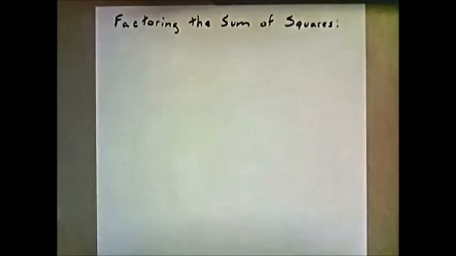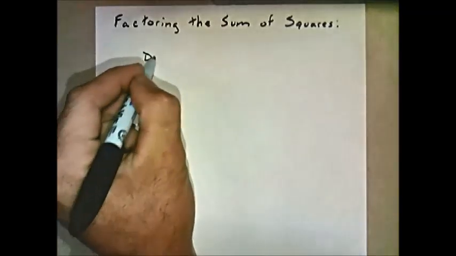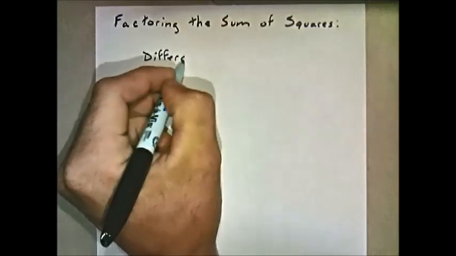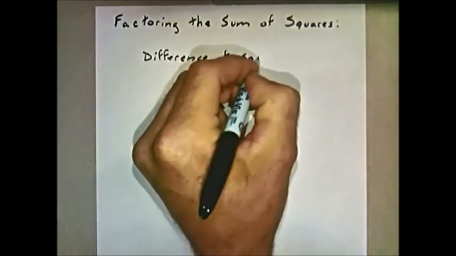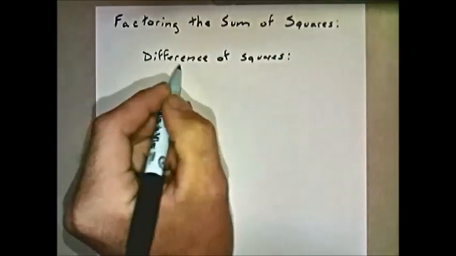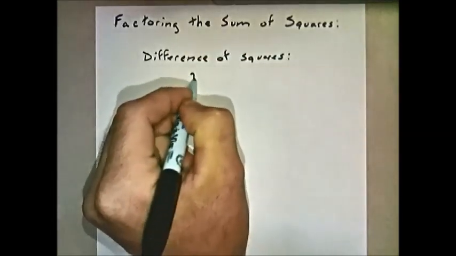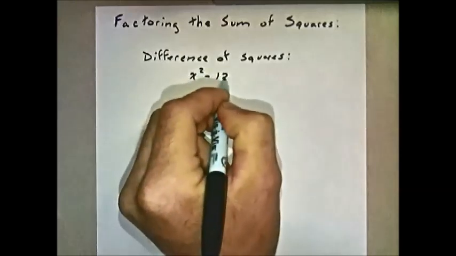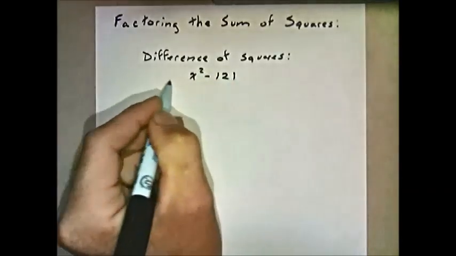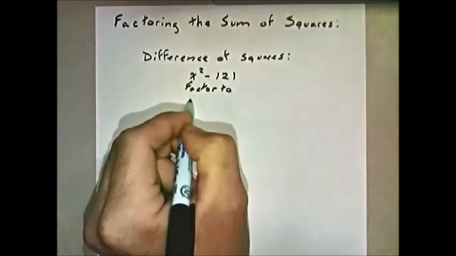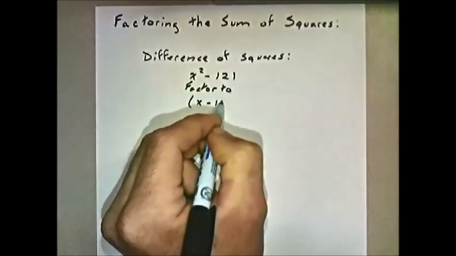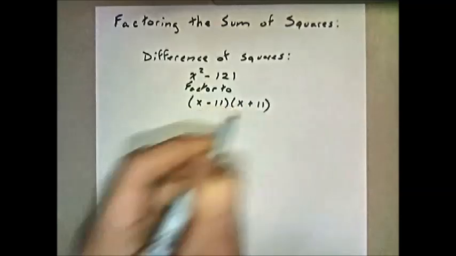The factoring of the sum of perfect squares is very similar to factoring the difference of perfect squares. So let's review the difference of perfect squares to begin with. Remember, the difference of squares, we would give you x squared minus 121 and ask you to factor it. And this would factor to the quantities of x minus 11 and x plus 11.